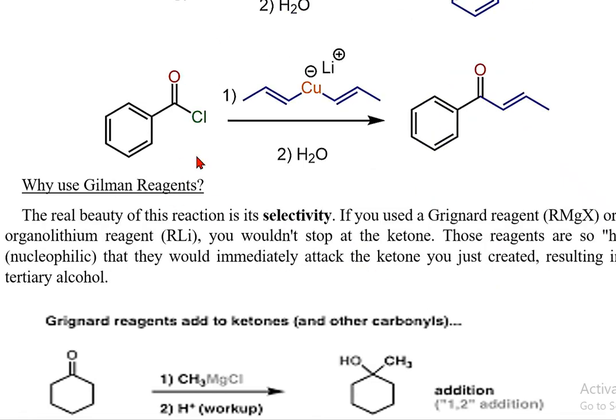Why do you use Gilman reagent again? The real beauty of this reaction is the selectivity. If you use the Grignard reagent or an organolithium reagent, it won't stop at the ketone. The ketone will go on to react further. Those reagents are so hot, I mean strong reagents, strong nucleophiles, that they will immediately attack the ketone again and give you another compound.